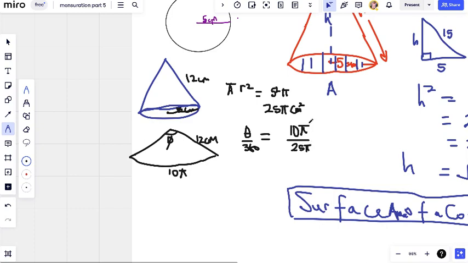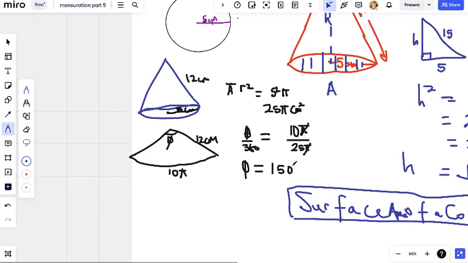Such that this pi will cancel this pi. We have 10 over 25. So we can cross multiply and find the phi. So if you cross multiply, you have 25 phi equals 3,600. So you divide 3,600 by 25. You get your angle phi to be 150 degrees. All we do is to find the angle.